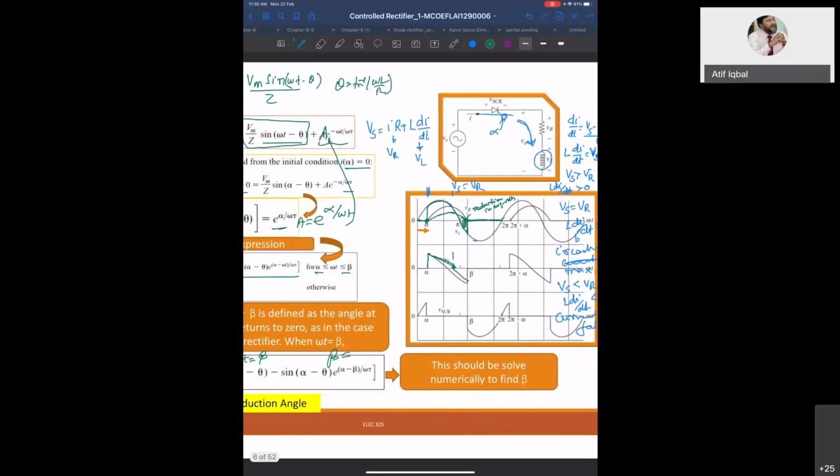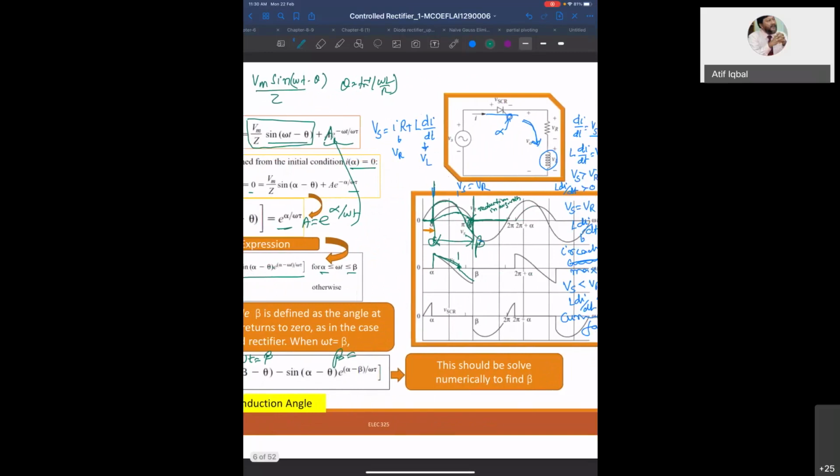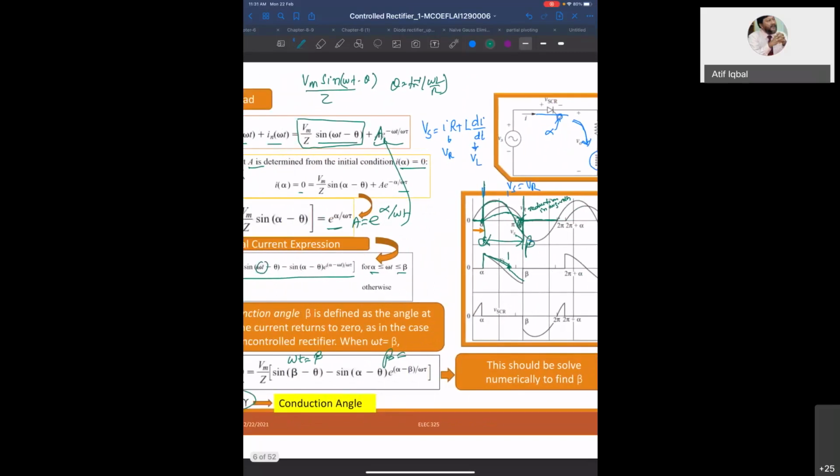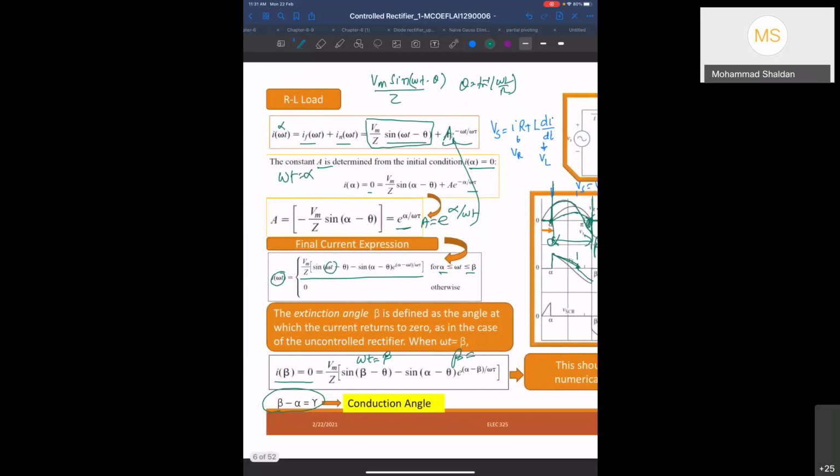You see, Doctor? This is beta, this is beta, this is alpha. So between beta to alpha, your thyristor is conducting. So that is why it is called conduction angle. Yes, Doctor, for finding the alpha, alpha and A are both variables. How will we solve it using one equation?